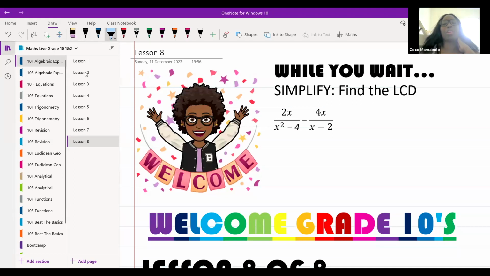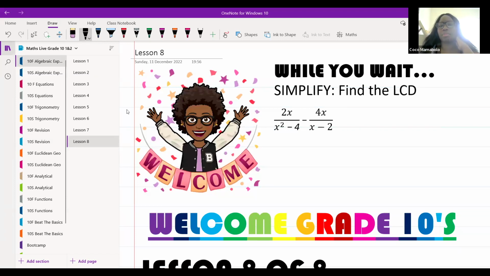Now, we know that when we're looking at our denominator, we're definitely going to have to factorize. Can anybody tell me, you can even unmute or put it in the chat, what kind of factorization are we looking at over here? Yes, Mandisa. Ma'am, the factorization would be the difference of two squares. Beautiful. Good. It's the difference of two squares.